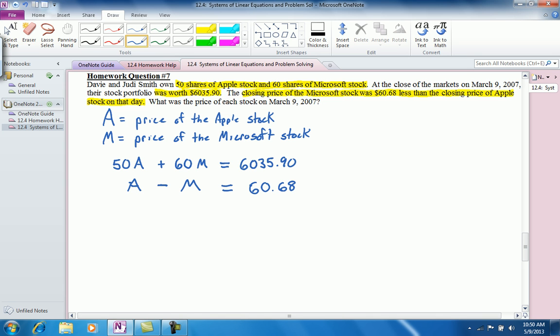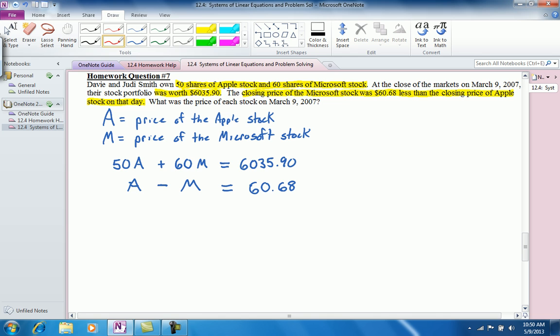So if you took the value of the Apple stock and you subtracted the value of the Microsoft stock, you would get $60.68 because the Microsoft was that much less. So take a minute and understand where these two equations came from, and I'm going to continue solving. I'm going to use the substitution or the addition method. I like the addition method again where the variables are lined up.